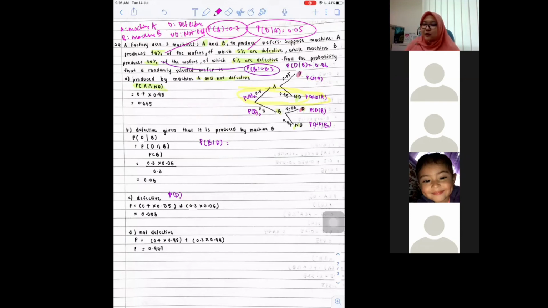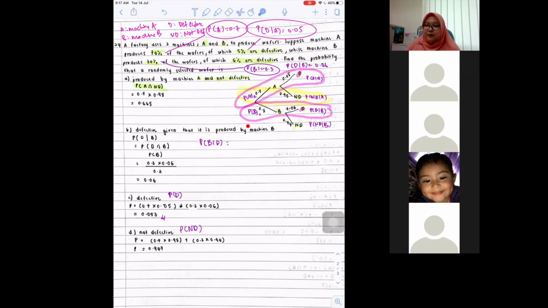Okay, so just use the law of total probability. This part here, multiply with this part here. After this, multiply and add with this part here. So you'll find the answer 0.053. And lastly, they ask you for P(not defective). So this is not defective, this is not defective, so you need to multiply these at the branches, plus multiply these at the branches.